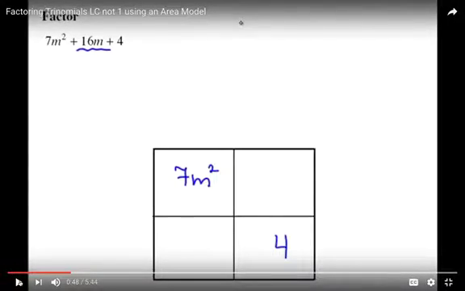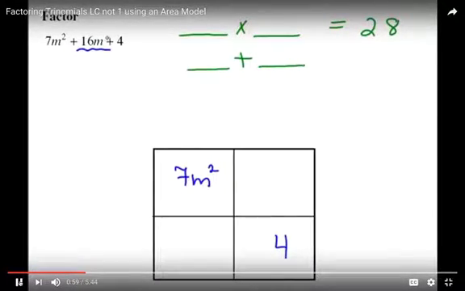So 7m squared times 4 is 28m squared. So we need that upper right and bottom left to also equal 28m squared. In other words, the 2 coefficients have to multiply to 28. But they also have to add to 16 because that's how many m's we have in total in our expression. So they need to multiply to 28 and add to 16. Now, we need to try to find these numbers.